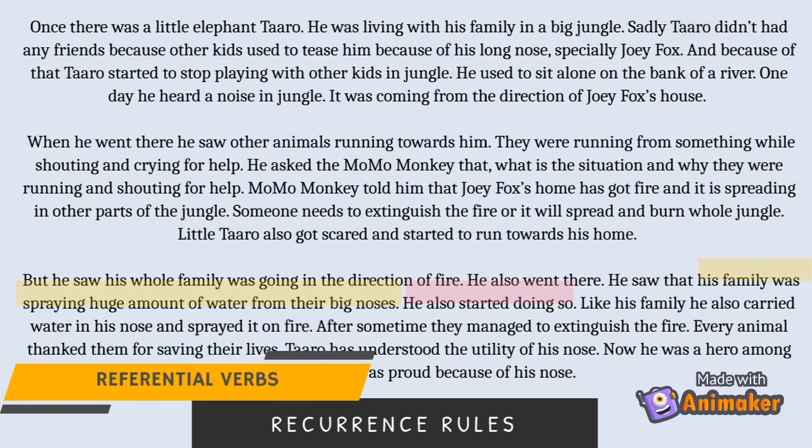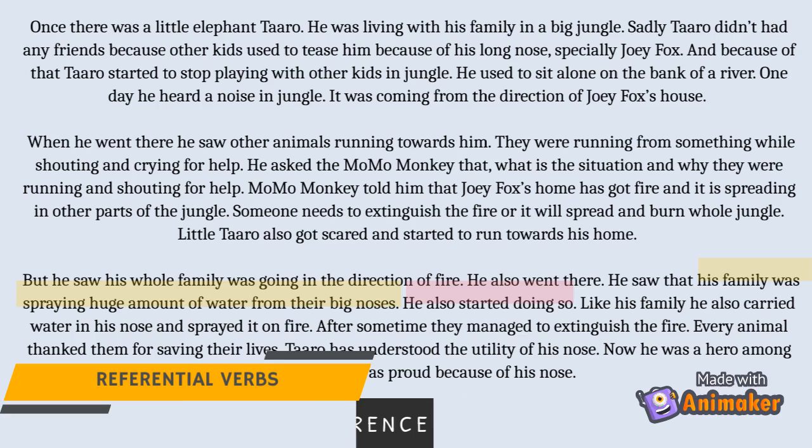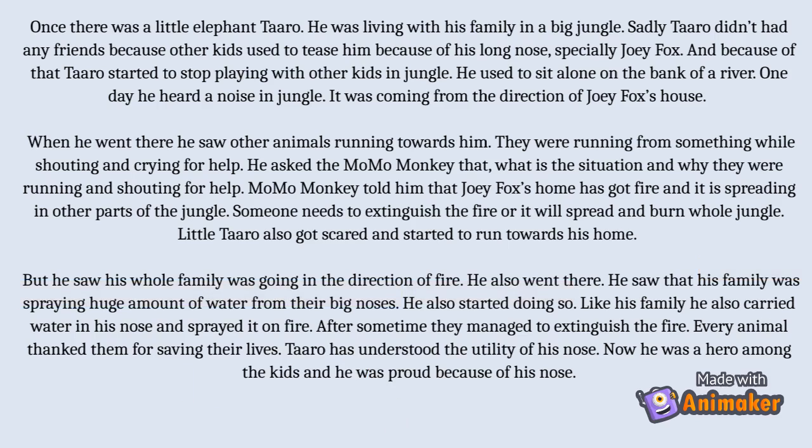In the text, for example, was spraying is mentioned again, but without repeating the same verb. Here is mentioned as doing so. In other words, in order to avoid repetition in saying he also started to spray a huge amount of water from his big nose, doing so is the referential verb which refers to the predicate previously mentioned.